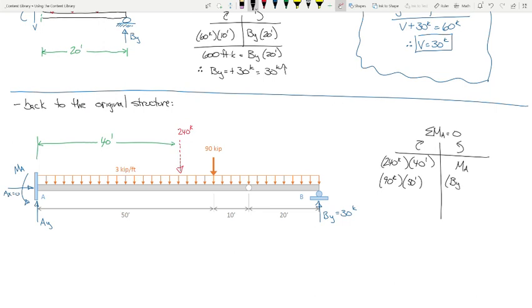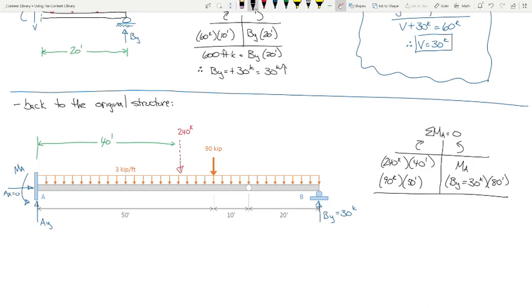Now, the reason why we waited until now is because now we know what BY is. If we hadn't cut our section first, we would have just had MA and BY, we wouldn't have had anything. So it would have been a little frustrating. Okay, so let's see what we can figure out here.